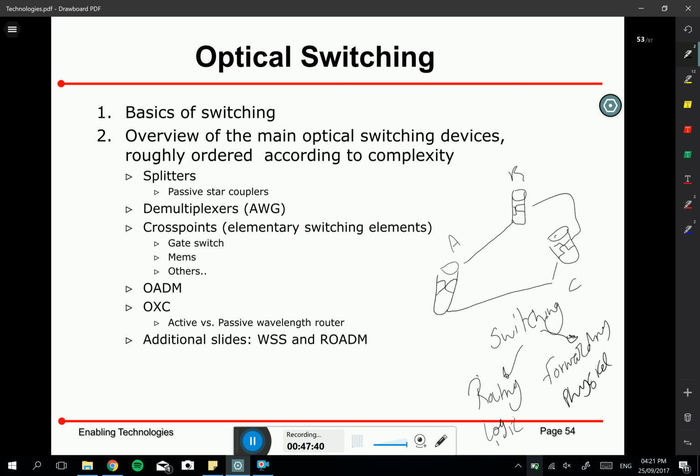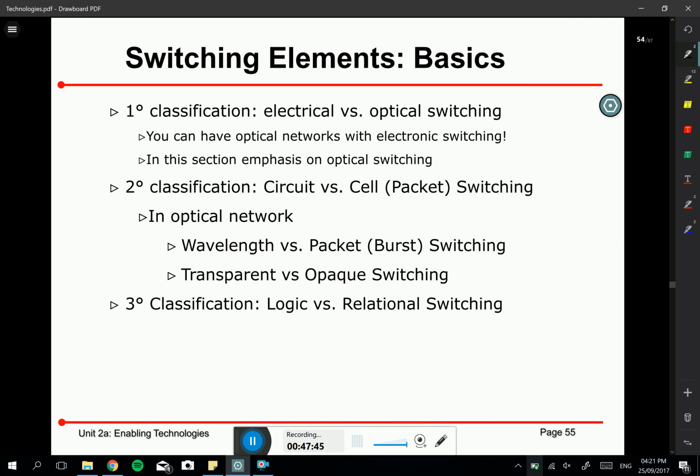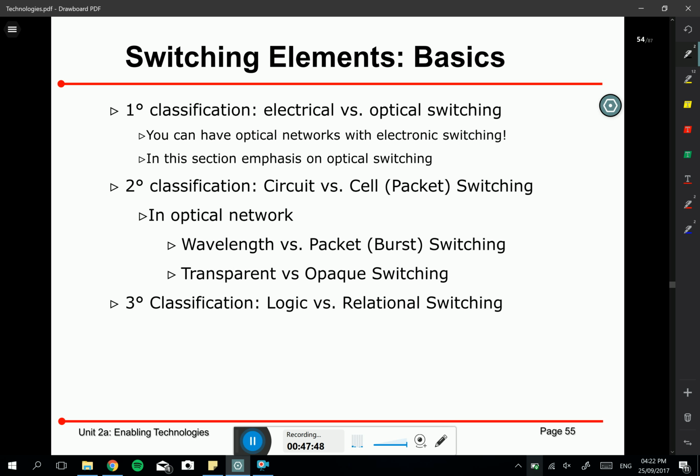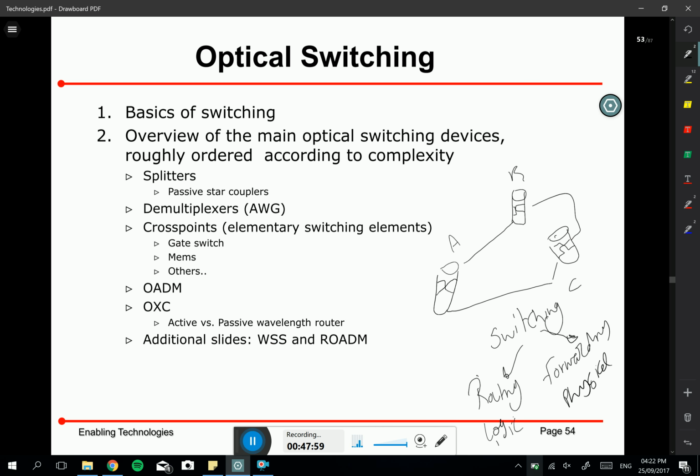Other questions? So let's talk about switching a little bit. Before showing you the evolution of optical switching, from the splitter, which was the elementary optical switch, to the reconfigurable optical add-drop multiplexer, which I'm not sure I'm going to cover today, which is the most advanced switch nowadays, there's the whole evolution of optical switching. But before I start, let me just give some definitions of switching.